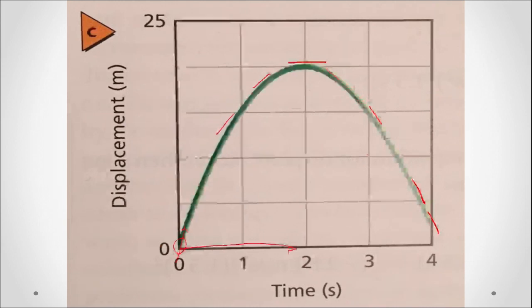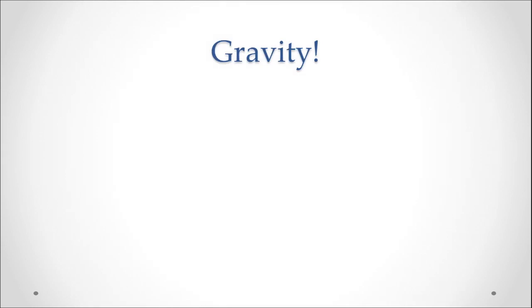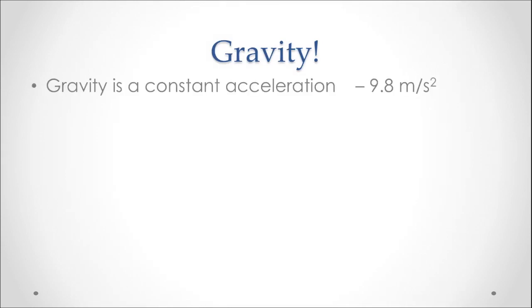Much like constant velocity, constant acceleration is very difficult to perform. There is one source of acceleration that is constant no matter where you go, and this is probably the most common source of acceleration you will find. This source of constant acceleration is gravity. Gravity is a constant acceleration of negative 9.8 meters per second squared.